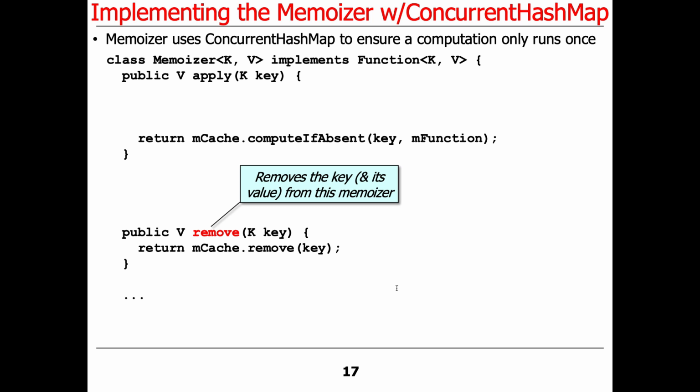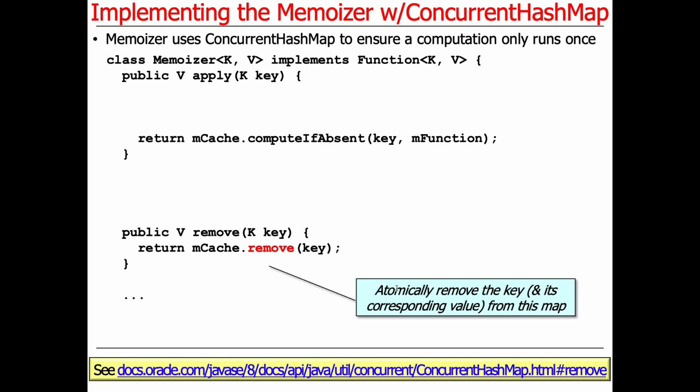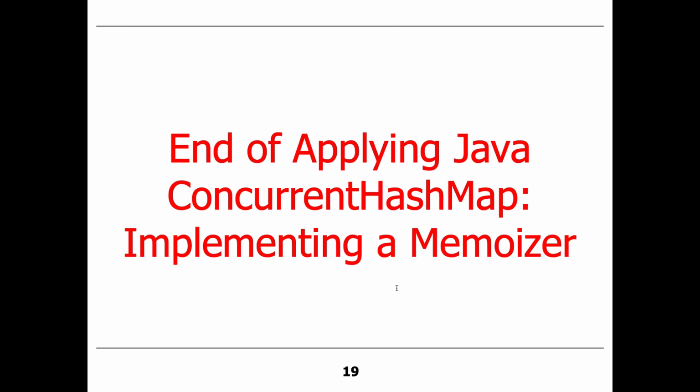The remove method is going to take the key and remove it from the map. So it will remove the key and, of course, the value and take them out of the map. You'll see that there are some other remove methods that ConcurrentHashMap supports, but this is the one we're focusing on at this point. So that's basically it. Very simple, very cool memoizer. You can reuse it for all kinds of interesting things.